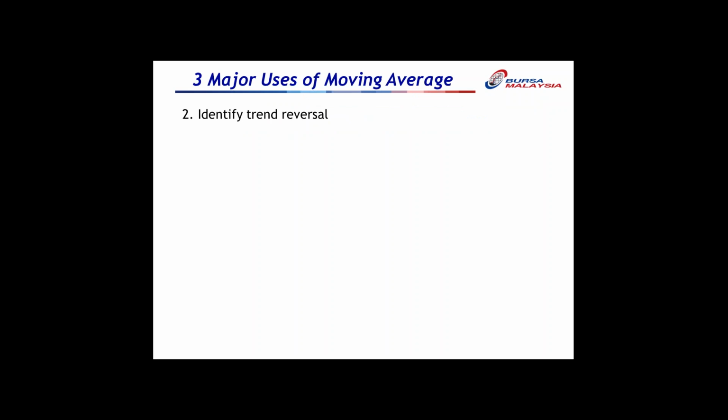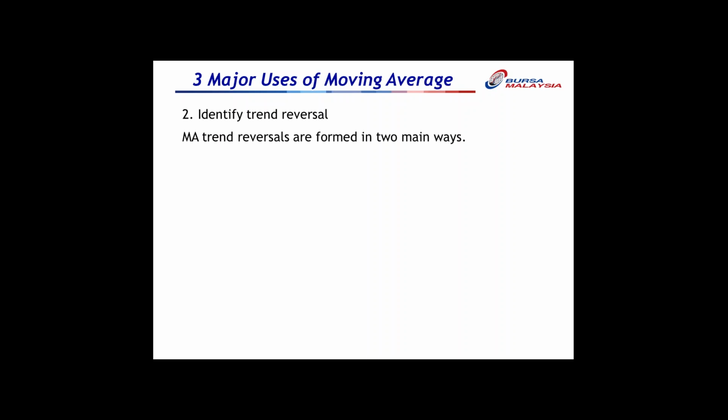The second use of a moving average is to identify trend reversal. You probably wonder, the first use is to identify the current trend. You may not need to look at the moving average to know that it's an uptrend. You just need to see a series of higher highs and higher lows, then you can tell it's an uptrend. But the second use is more important, which is to identify a trend reversal.